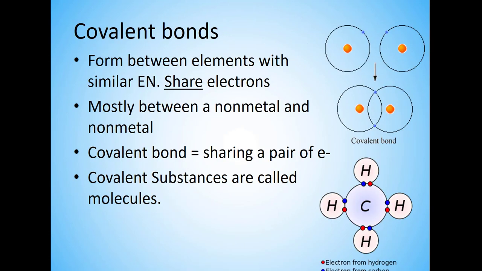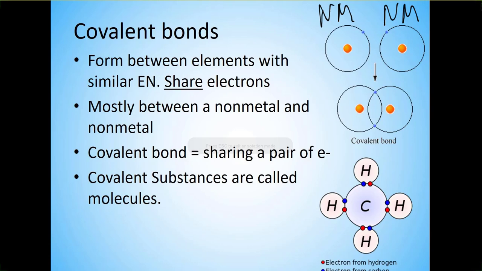Let's now go to covalent bonding. So remember, in covalent bonding, we are sharing electrons. Typically, it is the bond between a nonmetal and a nonmetal, and because they're pulling equally or about equally, they will end up sharing those electrons in the bond.